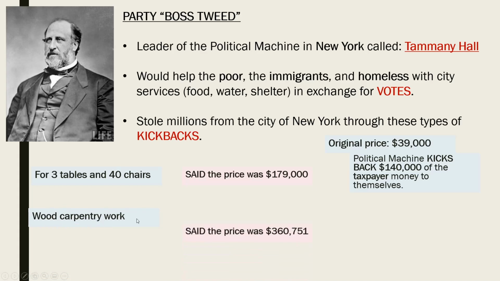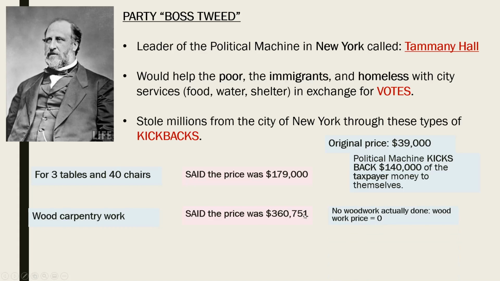For wood carpentry work, they're going to say the price is $360,000 and then $751,100. And there was actually never any woodwork done. They straight up just lied that that work was going to be done. So the actual price is zero. So they kick back the whole price of the job to themselves. So they just pocket that.